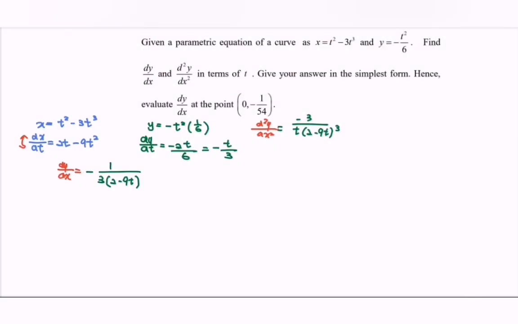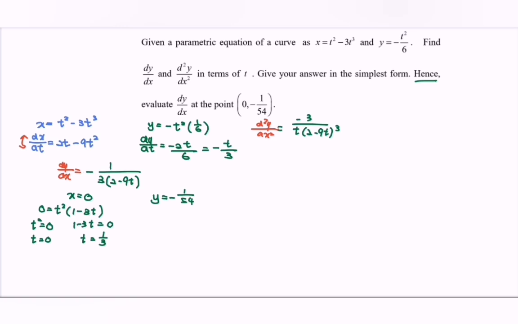Next we have the situation: hence, evaluate dy/dx at the point where x equals 0 and y equals negative 1 over 54. If we substitute into the situation here, we have 0 equals, factor out the t squared, so here we have 1 minus 3t. So t squared equals 0, meaning that t equals 0. Then 1 minus 3t equals 0, so t equals 1 over 3. So that is the value of t when x equals 0.